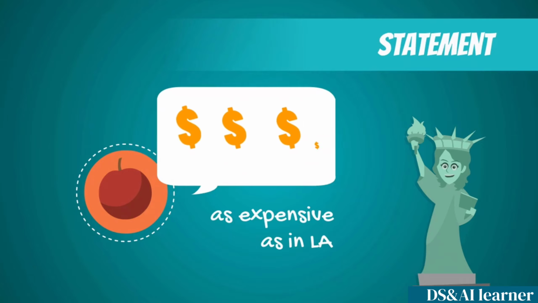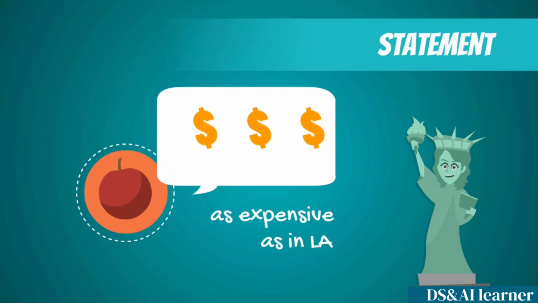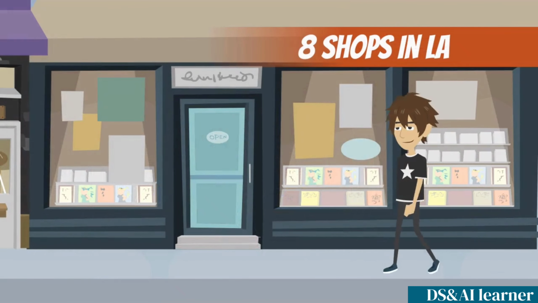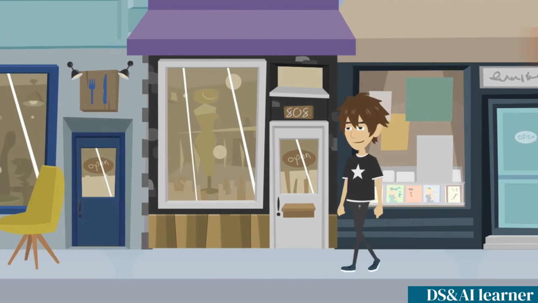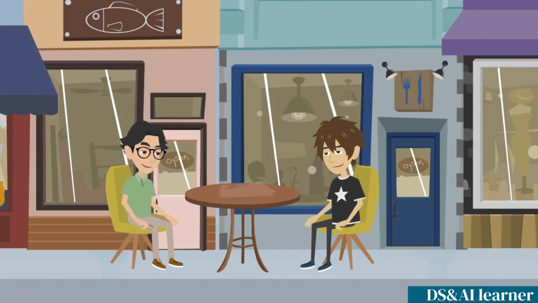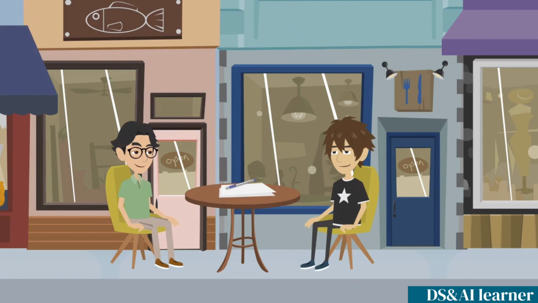You were trying to see if apples in New York are as expensive as the ones in L.A. You went to 10 grocery shops in New York, and your friend Paul, who lives in L.A., went to 8 grocery shops there. You got all the prices and put them in a table. I don't know what the population variance of apple prices is, but you assume it should be the same for New York and L.A.